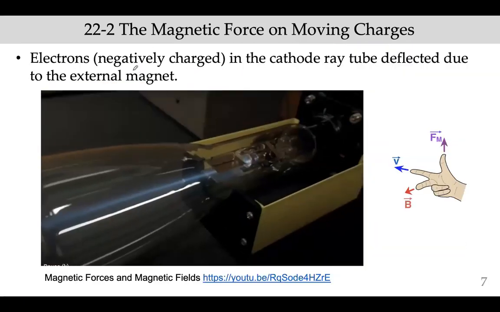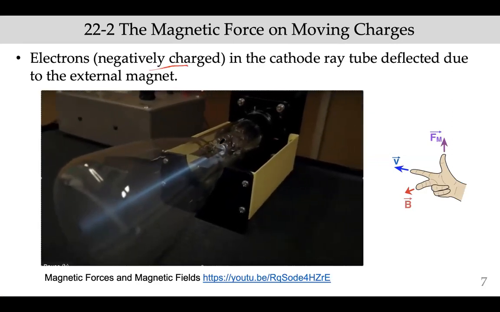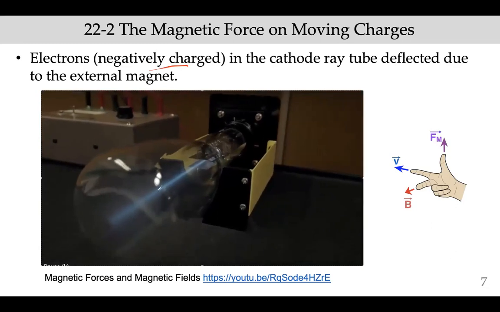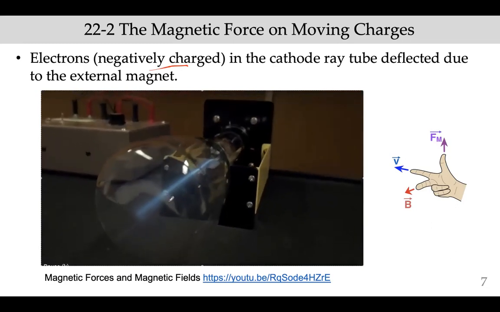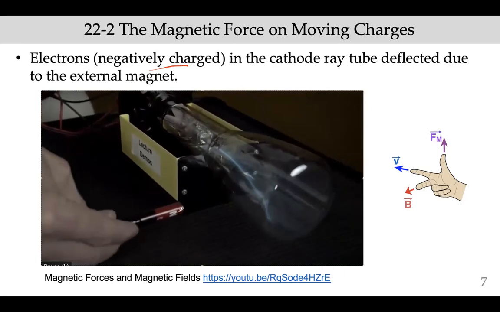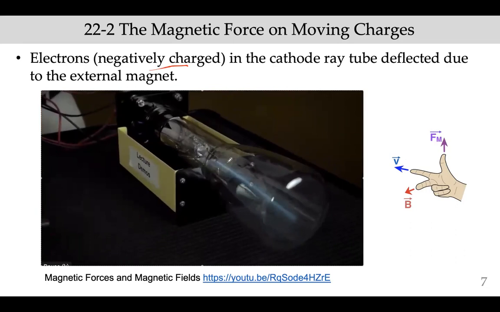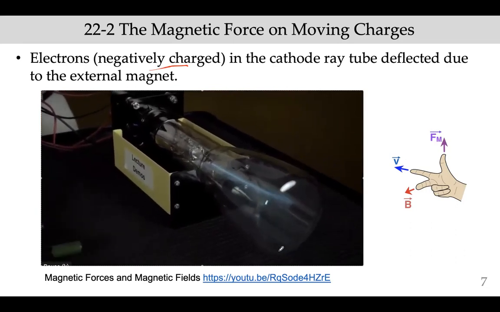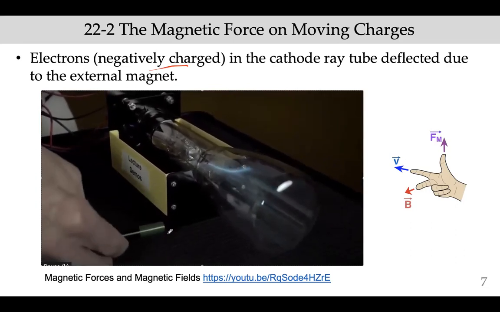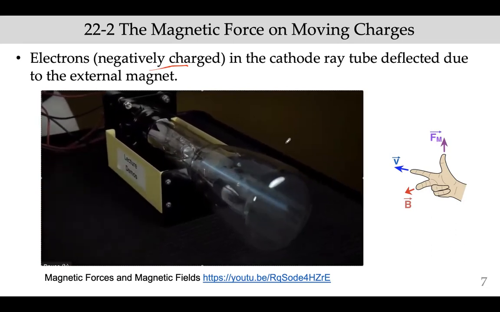Now, electrons are negatively charged. So there's a cathode ray tube here. The electrons are coming straight. The reason that they are seen blue is because there's a gas in the tube. And if you approach with the north end of the magnet, they are deflected down. And if you approach with the south pole of the magnet, they are deflected in the up direction.